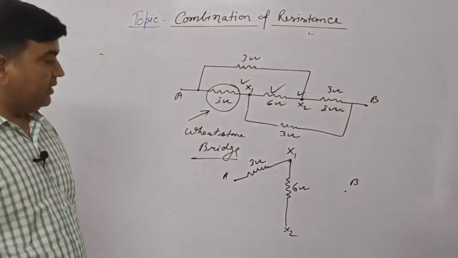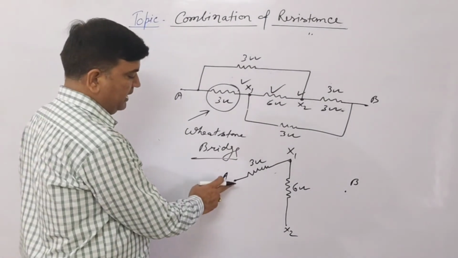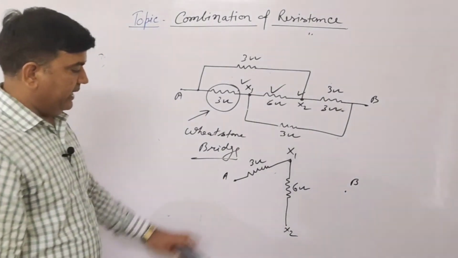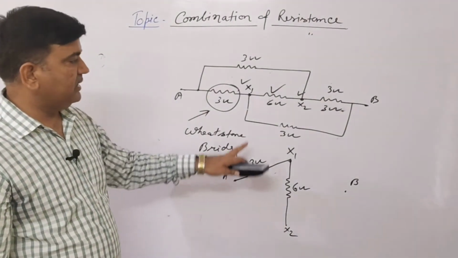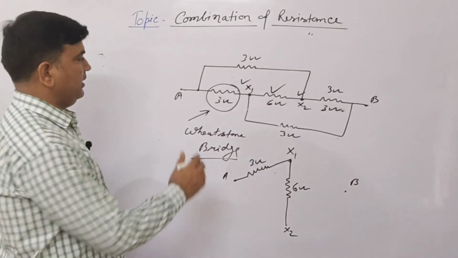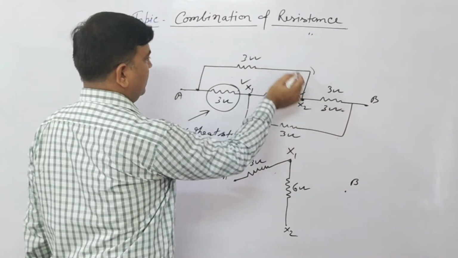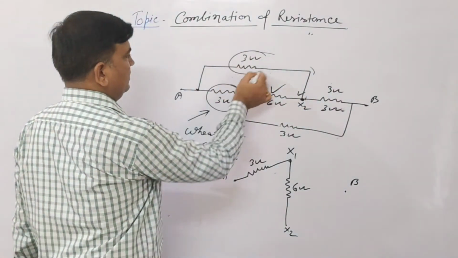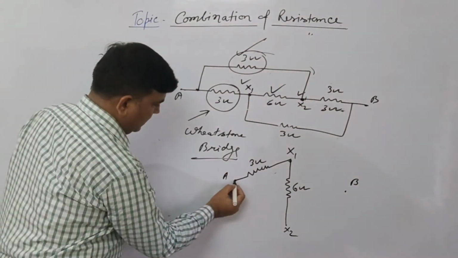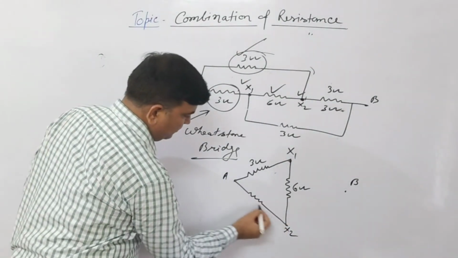And after that, you see the resistance between A and X2. Which resistance is joined directly between A and X2? You see here point A and it is X2. So the resistance directly between A and X2 is this 3 ohm resistance, and now it is connected in this way, 3 ohm.